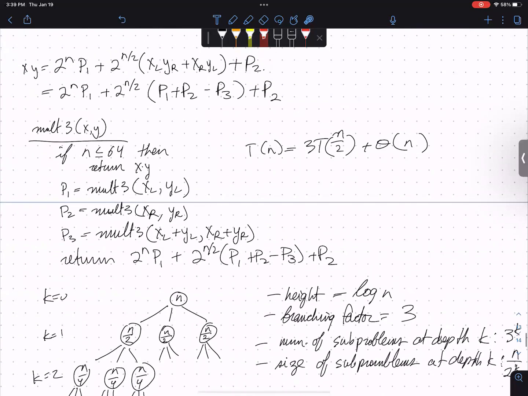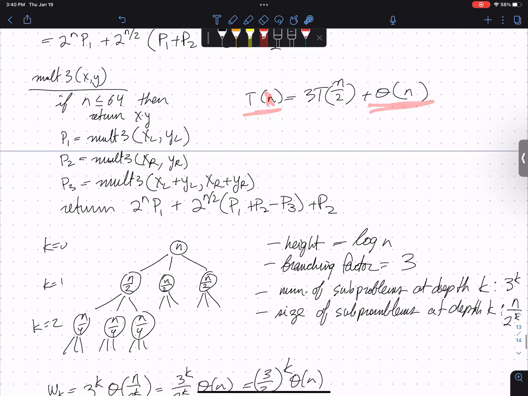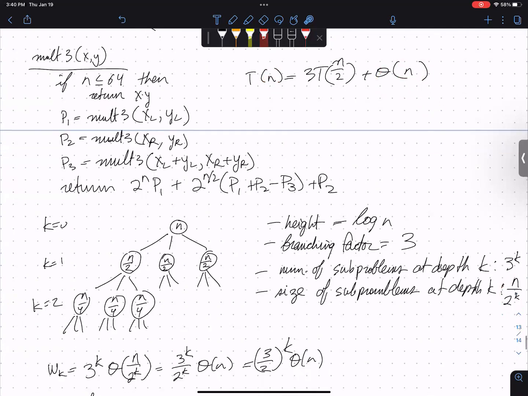What is the work done in this function? It is linear in the input size of that subproblem. There's an n here, and this is a theta n. Now, when you go down to level k, this is no longer n, this is n over 2 to the k. So the work done is theta n over 2 to the k. And that's what I put in here.